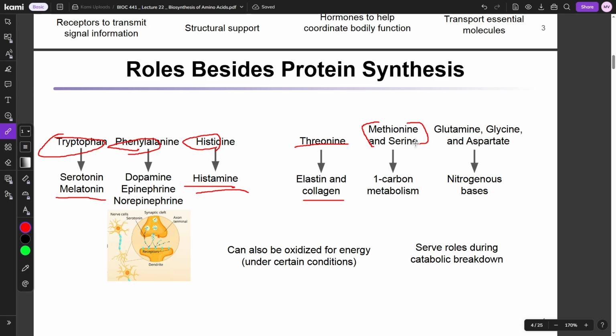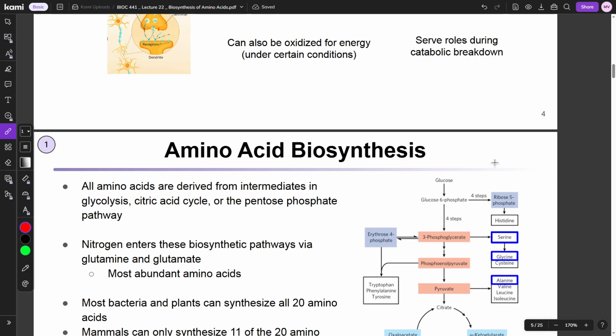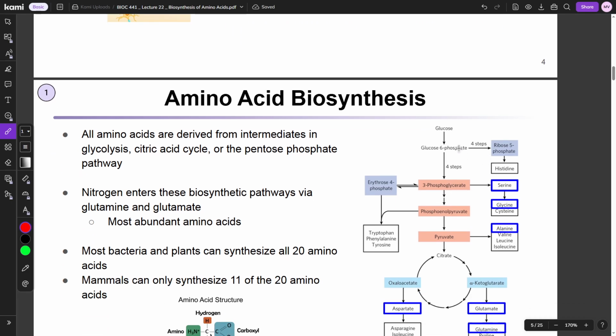Methionine and serine are very helpful in one carbon metabolism, making nitrogenous bases. And then of course glutamine, glycine, and aspartate are used in nitrogenous bases for making purines and pyrimidines. Also, if you've taken any neuroscience classes, you would know that glutamate is a neurotransmitter in the brain, and stuff like that. So these are all very important.